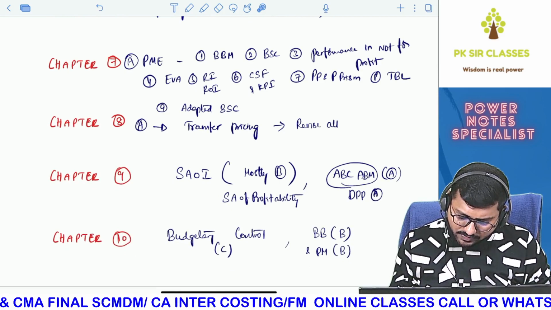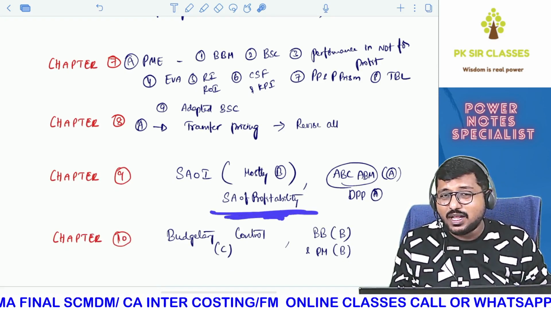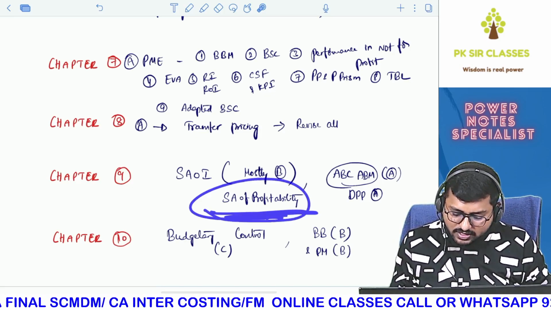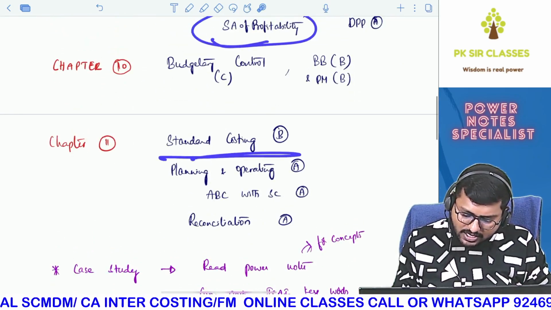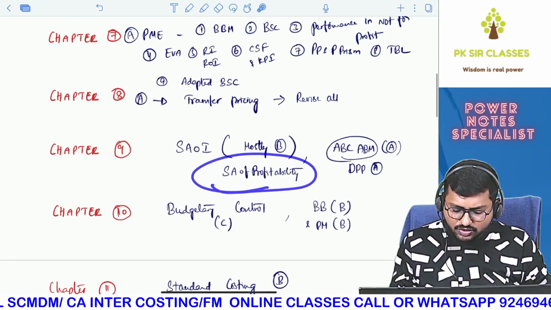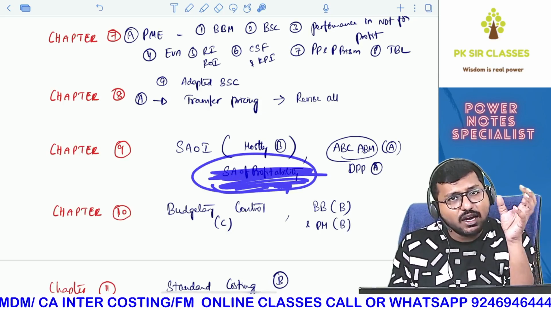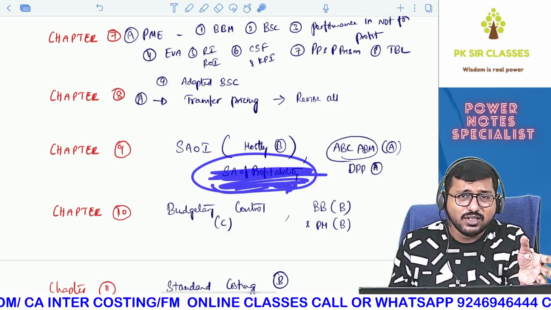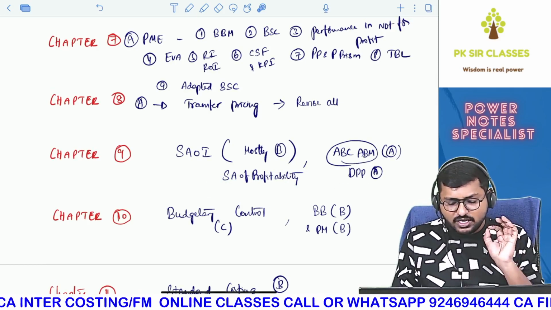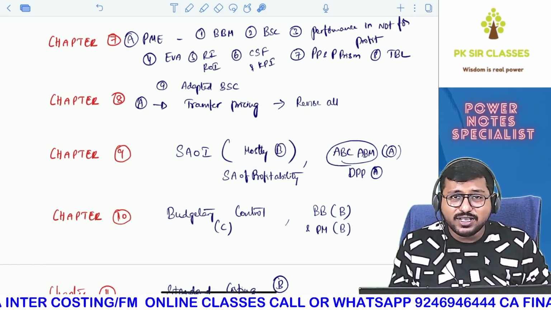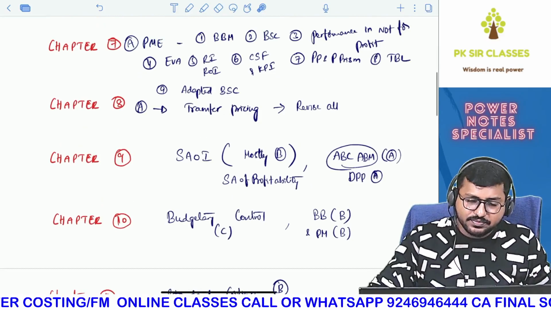Next, what else? You have strategic analysis of profitability, where in my classes I teach this area as part and parcel of standard costing. Generally I'll not teach it as part of this chapter, so it will be covered in standard costing itself. That's the right way to learn them as well. And finally, direct product profitability also, just give it a look. The rest of the topics are mostly B category. Next, what else have you got?